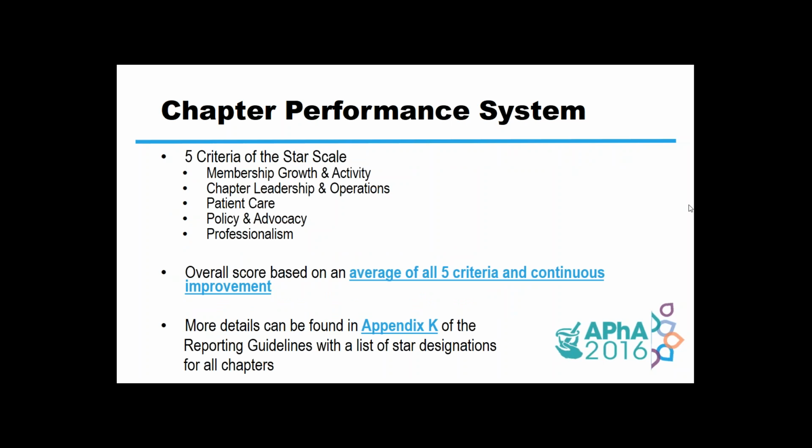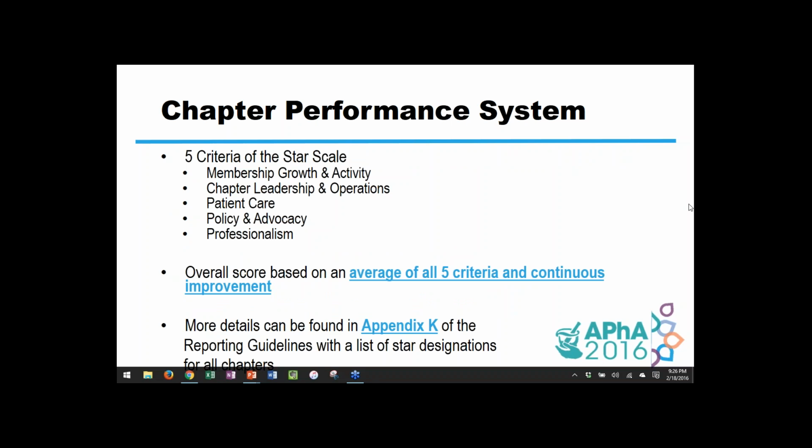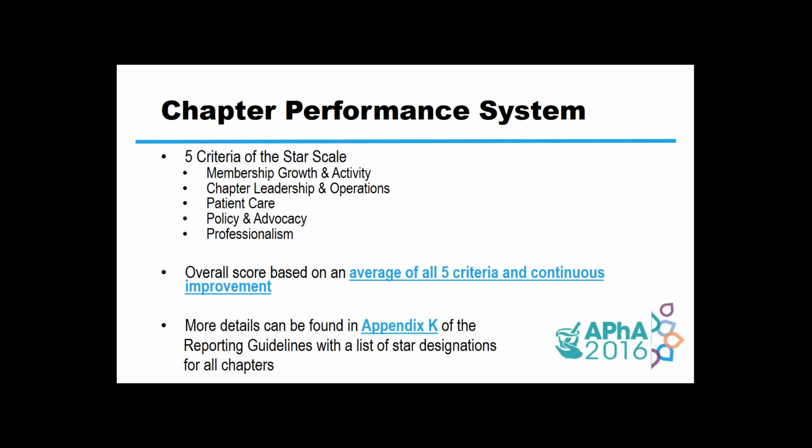So when looking at the scale, we are looking at membership growth and activity, chapter leadership and operations, patient care, policy and advocacy, as well as professionalism. So the overall score is based on an average of all 5 criteria, and we are also looking at continuous improvement throughout the years. And more details on this can be found in Appendix A of the reporting guidelines with a list of star designations for all chapters.